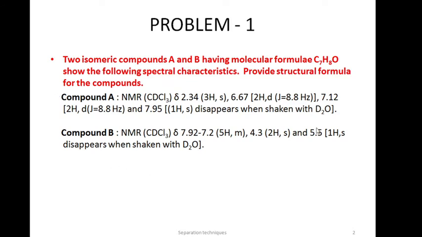Check here, this is what is given. This is NMR data done in CDCl3, and the delta values are given for both compounds, compound A and compound B. They are isomers, which means they will have the same molecular formula, but the structural formula will be different. Now look at these values. There is a change in the delta values also, so they are two different compounds. We have to find out what they are.